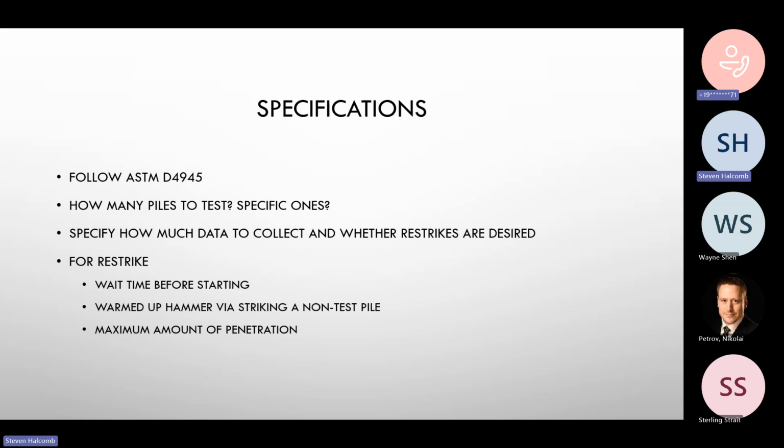Then again, how much data do you want, and any restrikes, and the questions for the restrikes: how much wait time do you want? Usually it's 1 to 3 days. It's pretty common, but sometimes a week or more, depending on what you've got going on. Give yourself a warmed up hammer, so hit a pile that's not your test pile. And then how much penetration? Usually on the order of 3 inches is about as much as you want for a restrike. And that only is important because sometimes you start to get right at the edge relative.